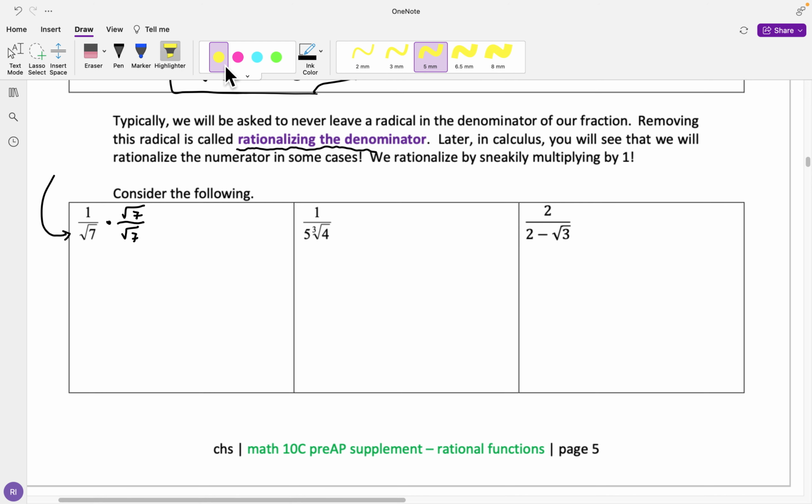But what actually happens when I perform this multiplication? The denominator, root 7, I end up with root 49.